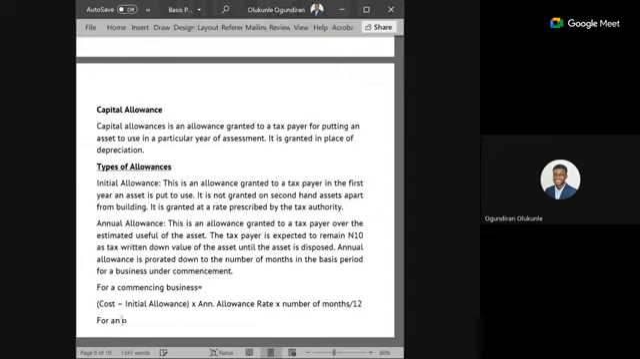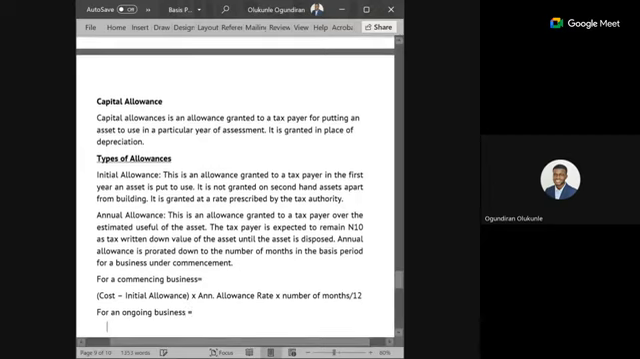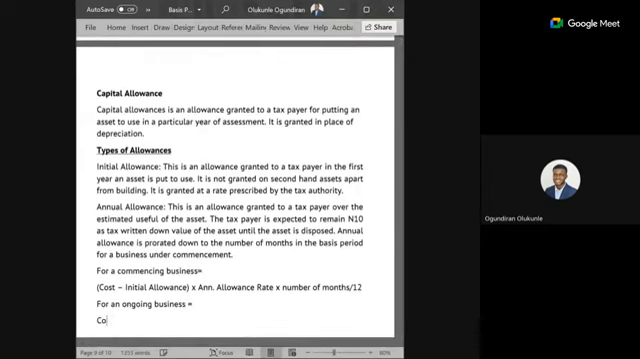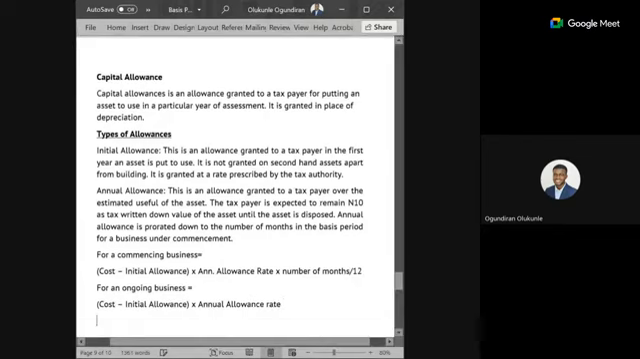For an ongoing business, you would always have it to be cost minus initial allowance times the annual allowance rate, or cost minus initial allowance divided by the useful life. Please, can you still hear me?